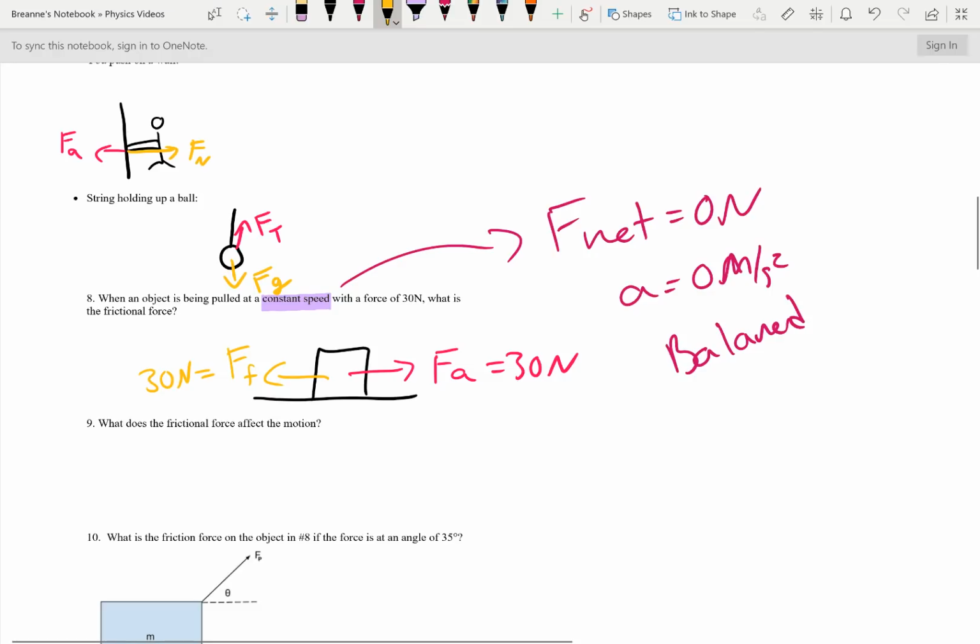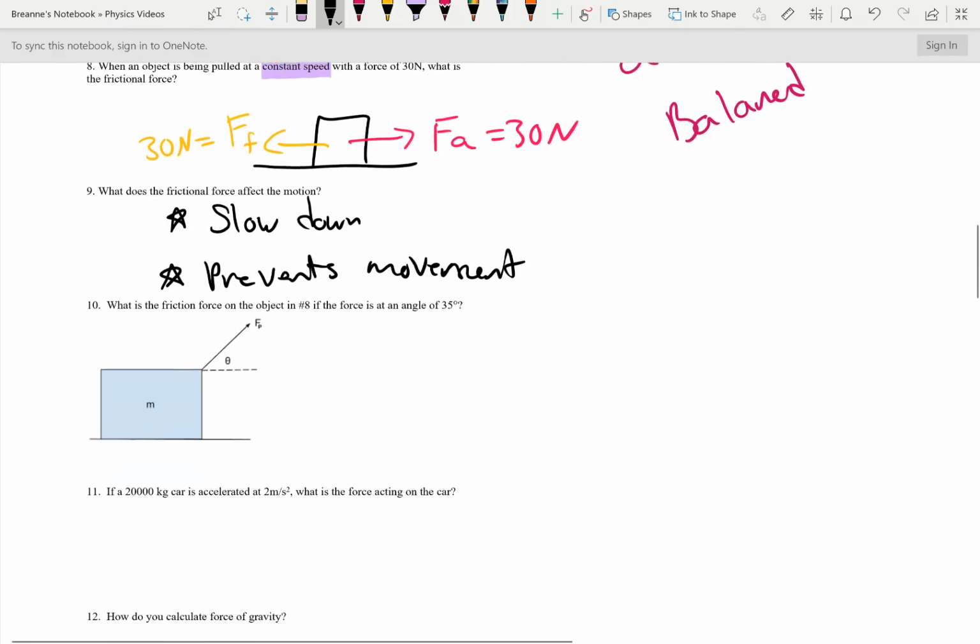So what's the purpose of the force of friction? What is the force of friction? How does that affect the motion? It does two things. It can either A, slow it down, or it can just prevent it from moving altogether. So either slow it down or prevent movement altogether.